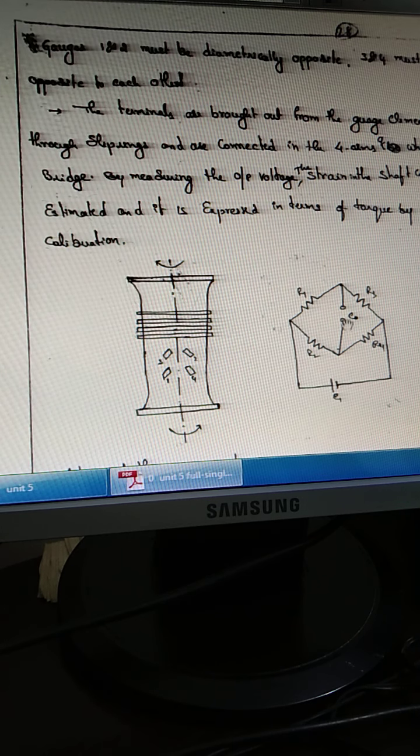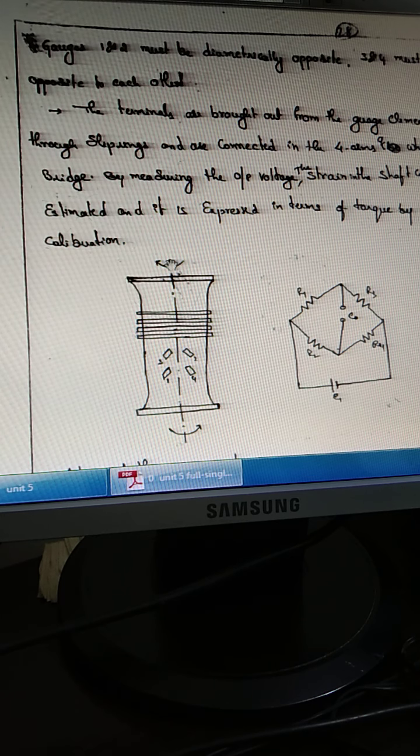and these 4 strain gauge elements are connected in the Wheatstone bridge. When no strain is applied, no torque is applied to the shaft, resistance of all the strain gauge elements will be equal. R1 is equal to R2 is equal to R3 is equal to R4. Therefore, the bridge is balanced. Output voltage of the bridge is 0.